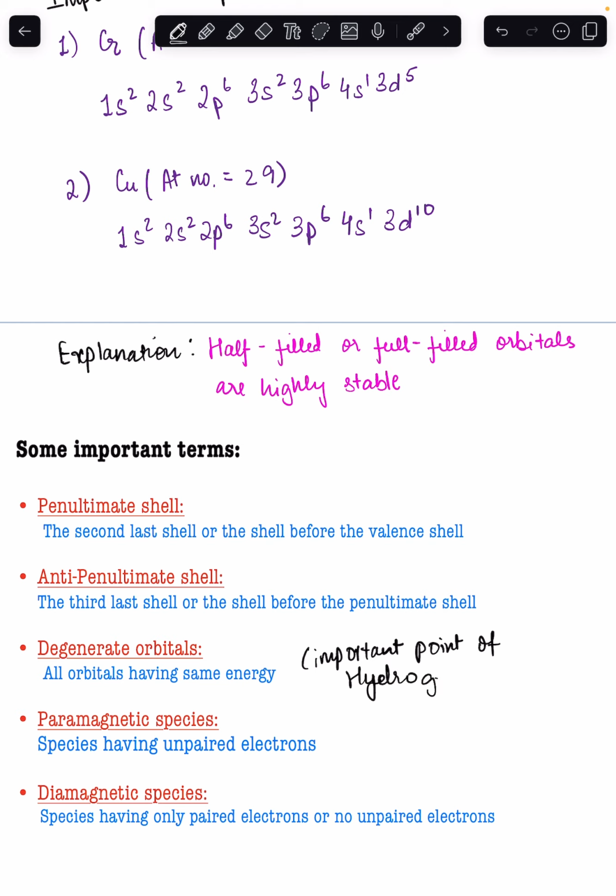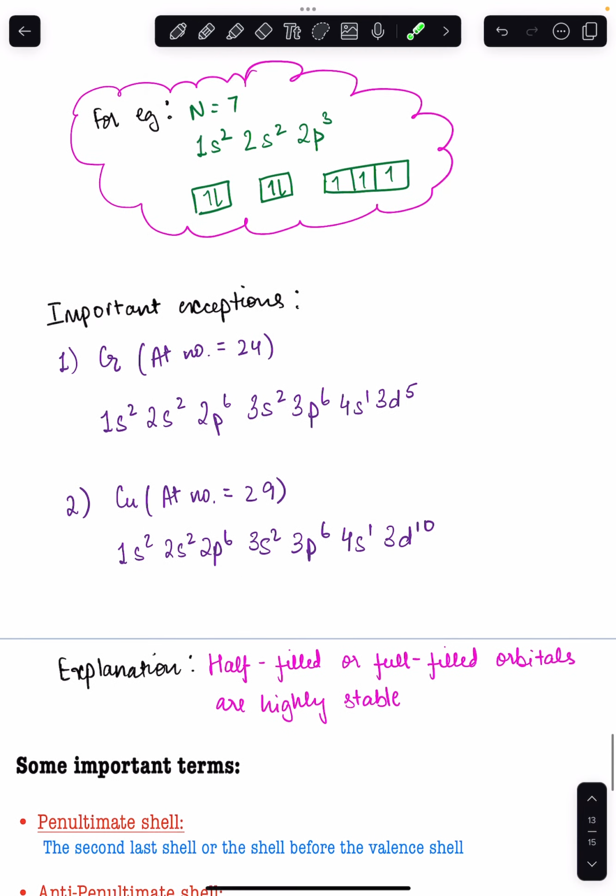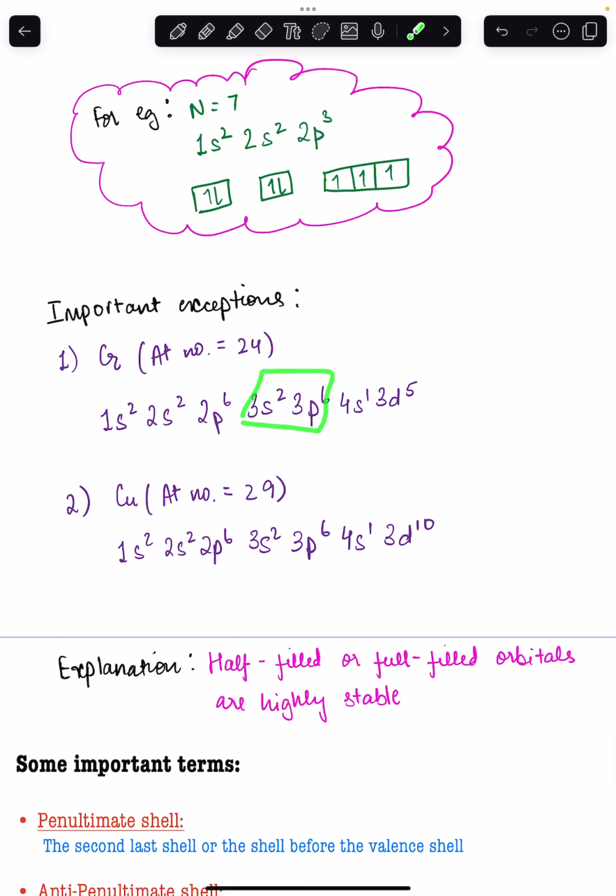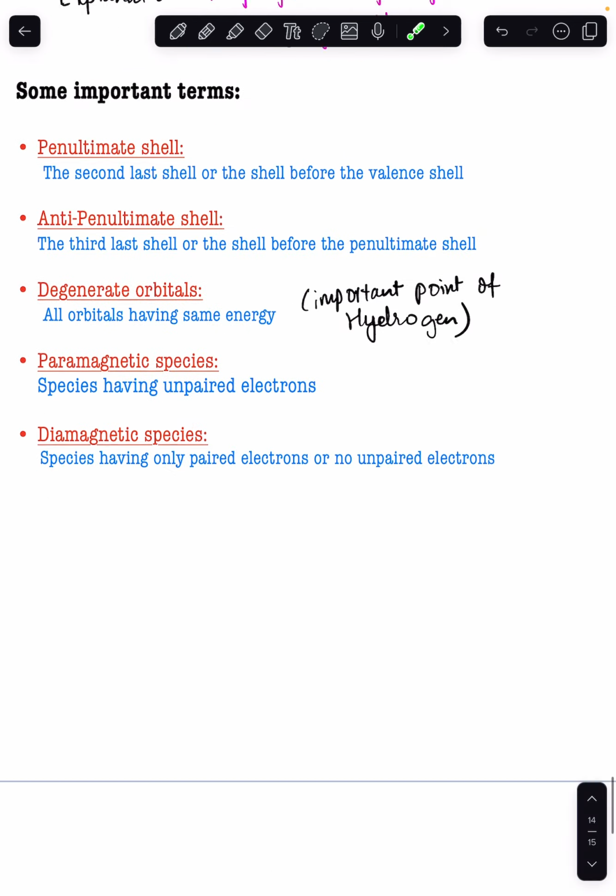What is the important point of hydrogen? That in normal cases you can see that the three orbitals of this third shell are not degenerate. They all have different energies. But in hydrogen, as there is only one electron, these three subshells are going to be degenerate. All these orbitals are going to be degenerate. In the same shell, all the orbitals of all subshells are going to be of the same energy, and that is why they are going to be degenerate. This is an important point.